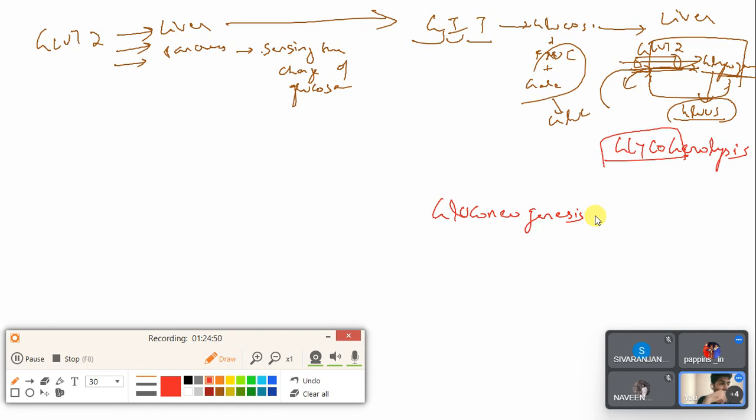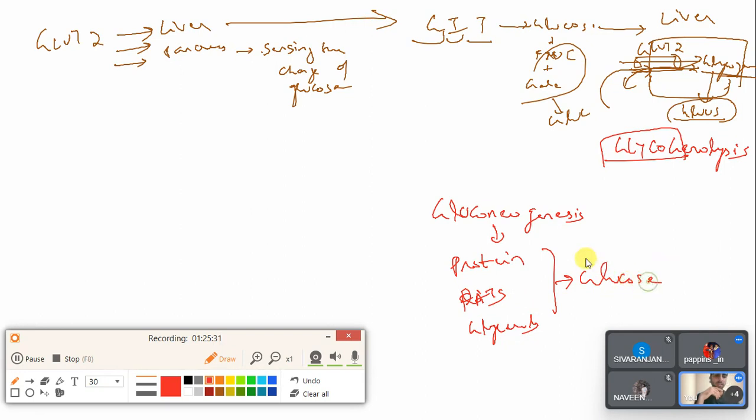Anyone? Yeah, glucose from non-carbohydrate sources. And what is an example of that? What are non-carbohydrate sources? It can be protein, it can be from fats or glycerols, something like that. Glycerols. So these are non-carbohydrate sources, and when glucose is formed from these, it is gluconeogenesis.